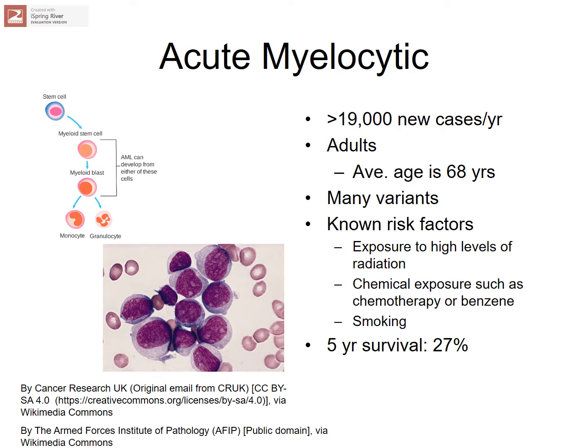This is a disorder of adults, mostly older adults, and there are many variants. So acute myelocytic leukemia has many, many different flavors and names. Again, known risk factors are radiation and chemical exposure. We add in smoking. The 5-year survival rate for people diagnosed with most forms of acute myelocytic leukemia is only 27%. Some are very, very treatable if diagnosed at a very early stage, and some are almost impossible to treat. Many require a bone marrow transplant to overcome acute myelocytic leukemia.